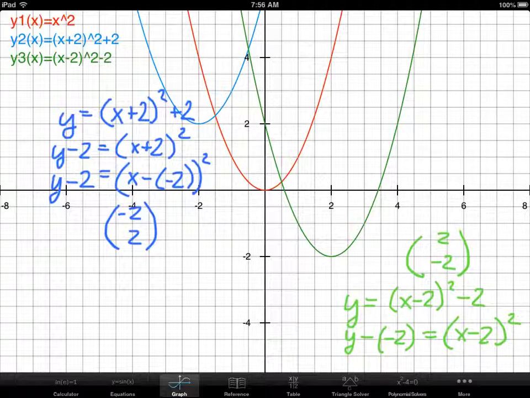And that's translation. So whenever you're given a vector like this, just take a point on the graph and move it over whatever that vector is, and do that for as many points on the graph as you need, and then you can redraw it.